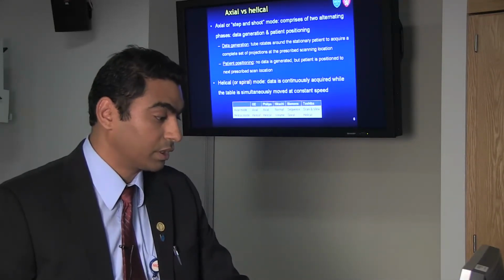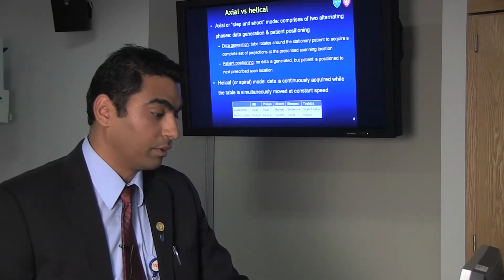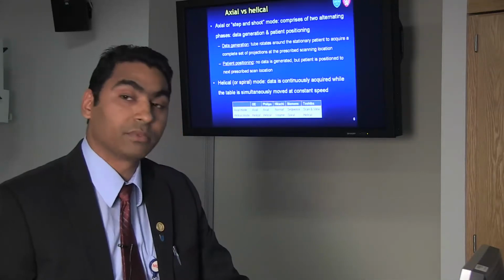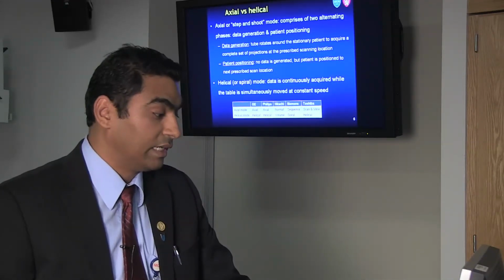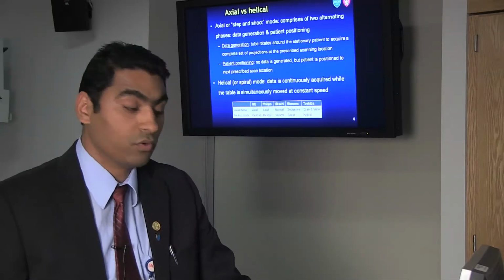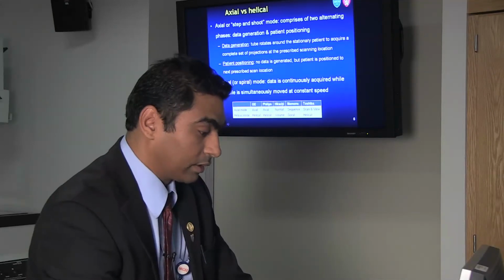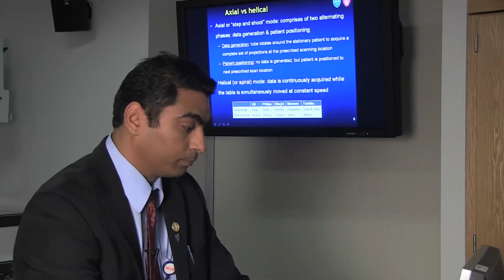Whereas in patient positioning, as the name suggests, there is no data being generated during this phase, but the patient is positioned to the next prescribed scan location. Then we have the helical mode, where data is continuously acquired while the table is simultaneously moved at a constant speed. Almost all the vendors call it helical, except Hitachi, which calls it volume mode.